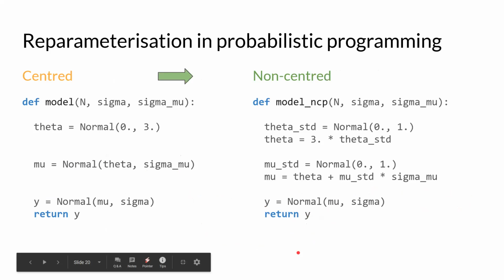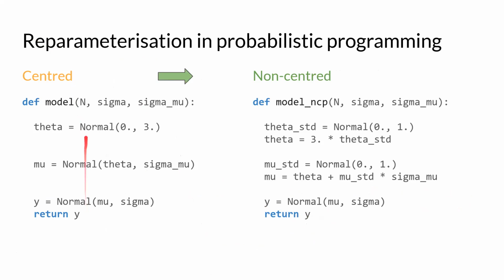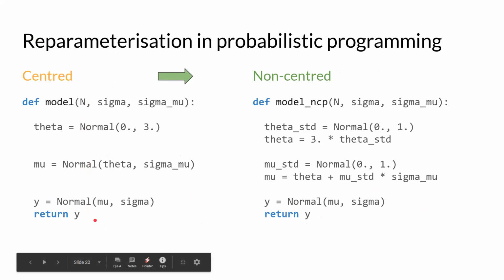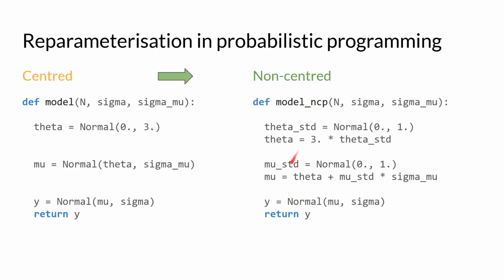So what we did here is we found a way to take a centered model that looks like this, and using an effect handler, transform it to a model that is this, and it's a model with parameters theta std and mu std instead of theta and mu.